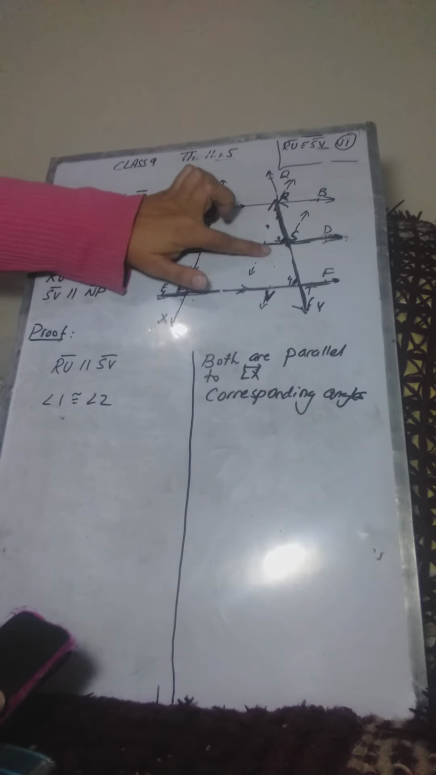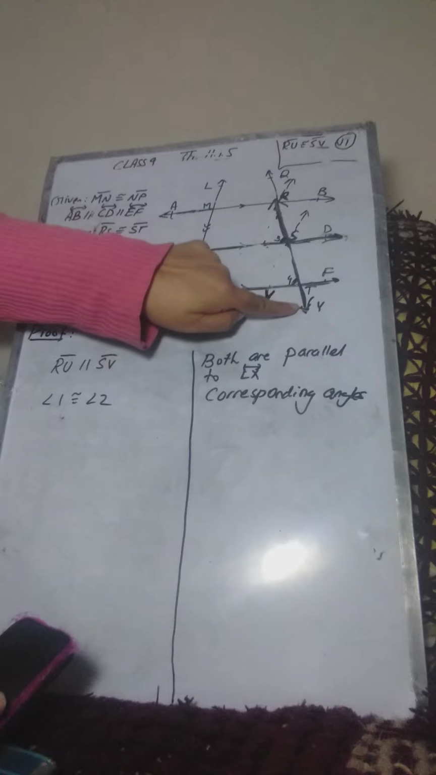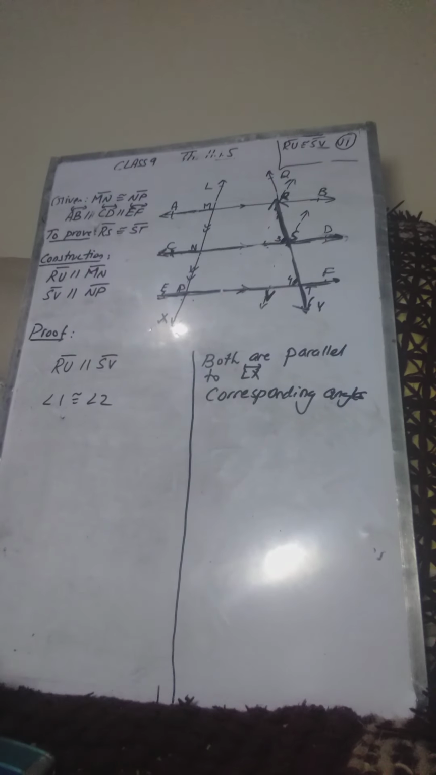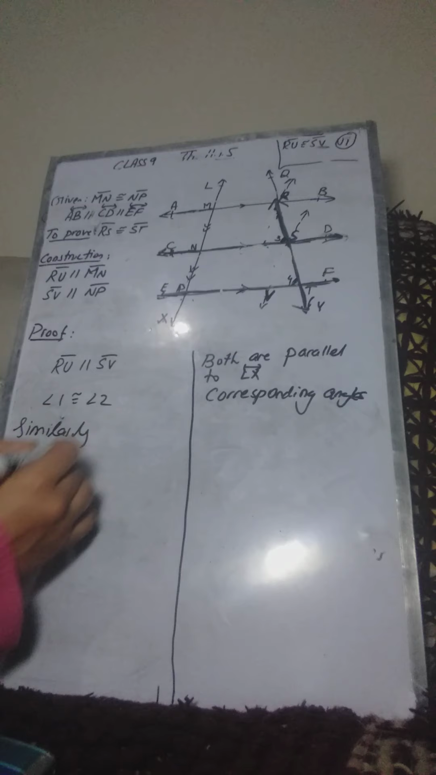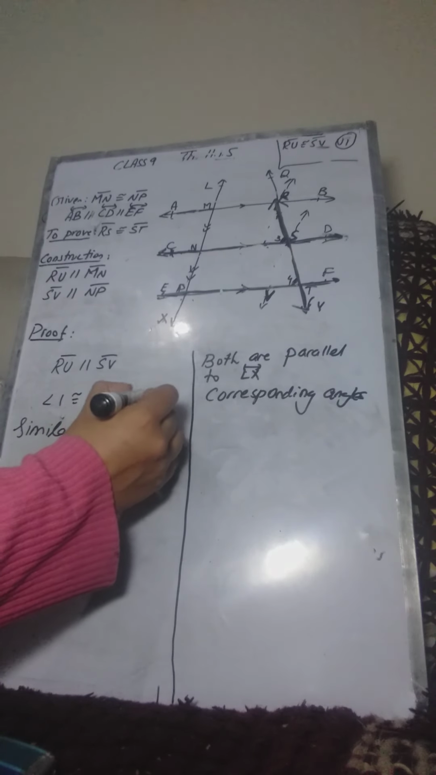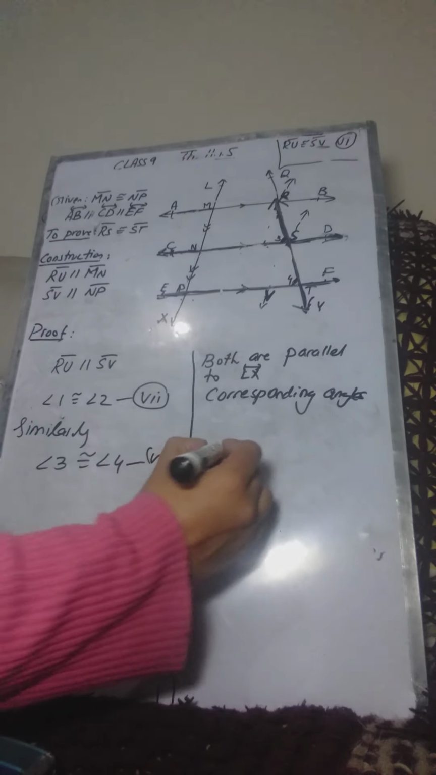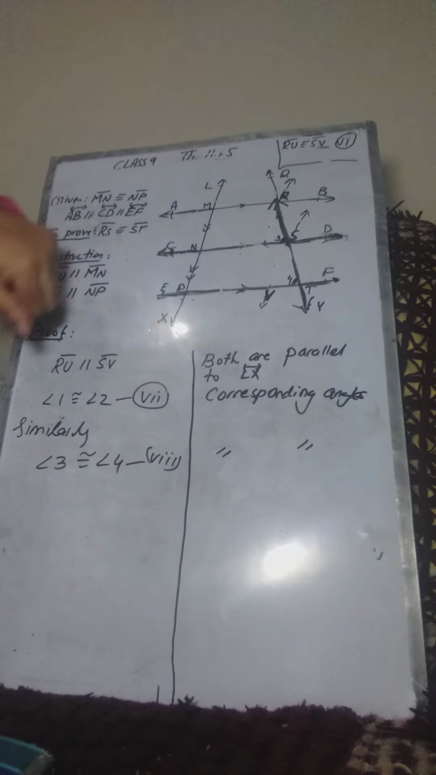These are two parallel lines and this is a transversal cutting them. Now if you observe, angle 3 and 4 are corresponding angles, therefore they are going to be equal. Similarly, angle 3 will be congruent to angle 4. Let me name it as equation 7 and this as equation 8 for the same reasons. So angle 1 is congruent to angle 2 and angle 3 is congruent to angle 4.